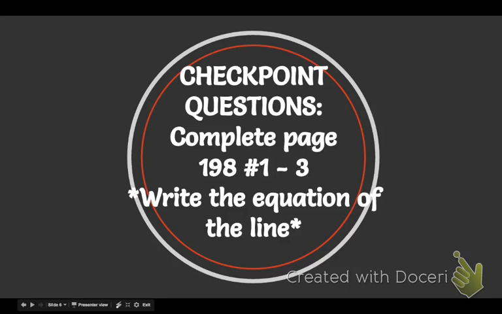All right, ladies and gentlemen, it's your turn. You need to turn your book, or open up your book, excuse me, to page 197. Complete questions 1 through 3 for your checkpoint questions. Now, I just want to add this. The book just asks you to calculate the y-intercept. For these checkpoint questions, you need to do one additional step. Write the equation of the line. So once you calculate the b, then go ahead and plug in the y-intercept and the slope into the equation y equals mx plus b.